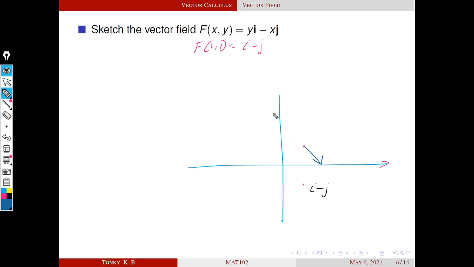Similarly, you consider another point. For example, suppose it is (0, 2). Then what is f(0, 2)? The y value is 2 and the x value is 0, so there is no j term. So this is 2i. And what about the vector 2i? We know that vector 2i is like this. Suppose this is our 2. Then vector 2i is this vector. Then you shift the vector to this point. So we get a vector like this.